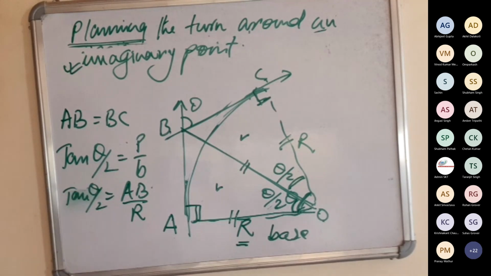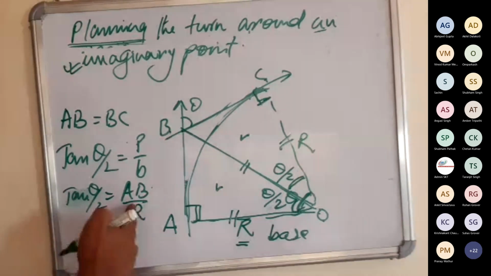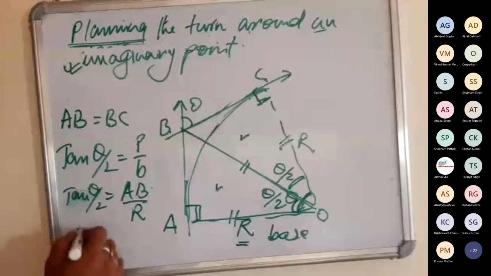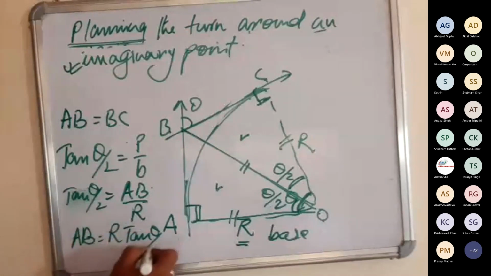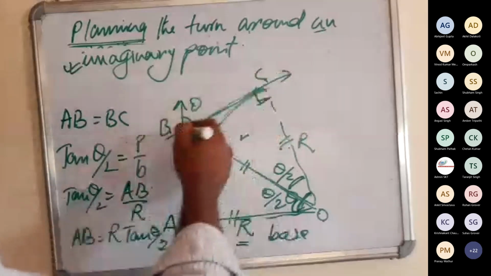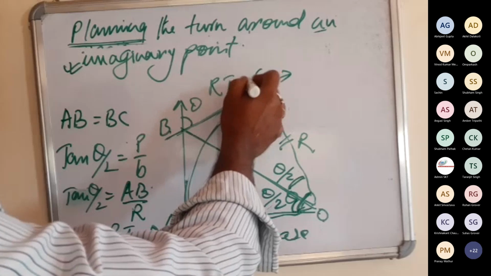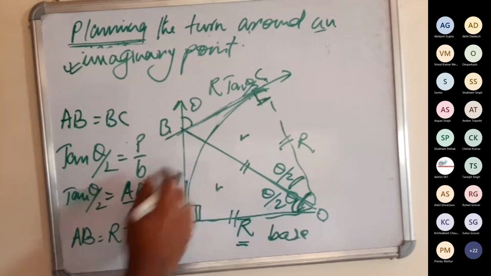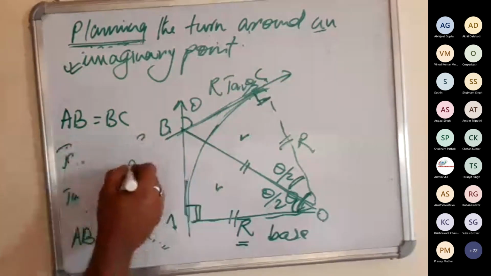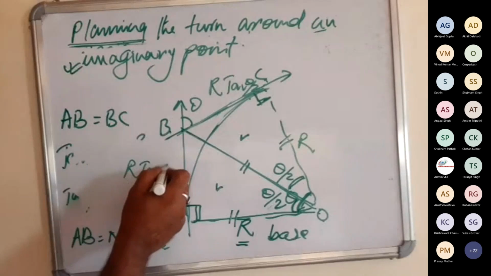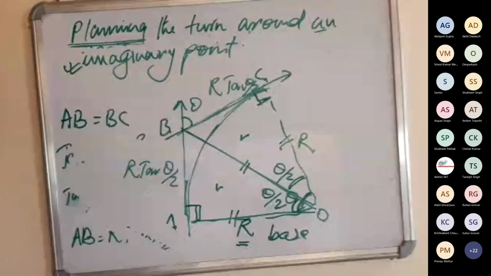सही है या नहीं? AB is equal to R tan theta by 2. सही कहा आपने, R tan theta by 2. So this distance is R tan theta by 2. This one also is R tan theta by 2. Is it okay?